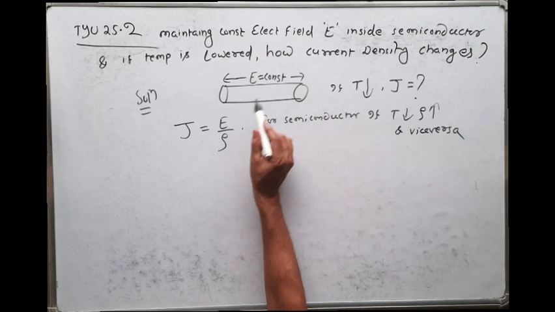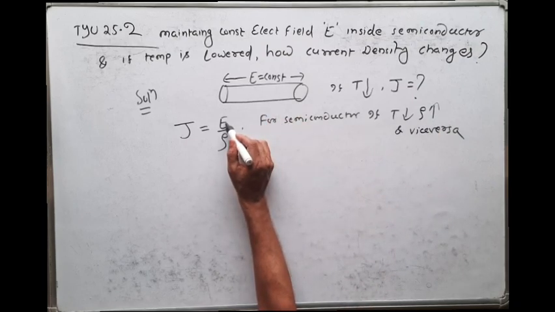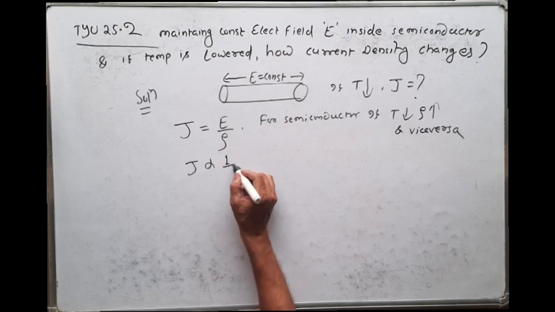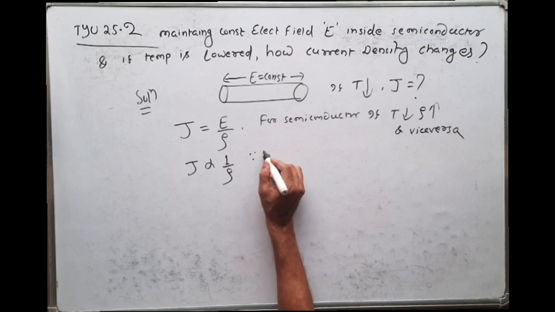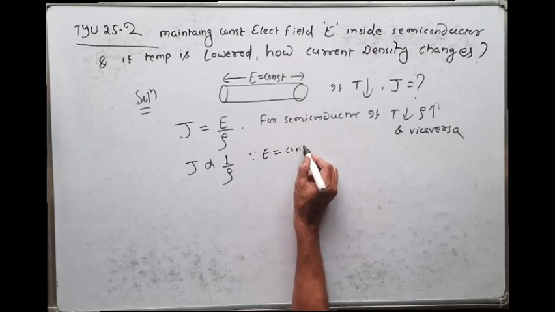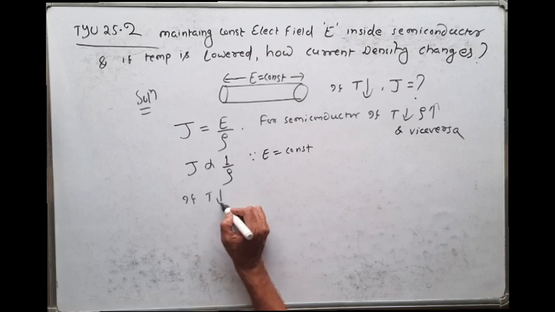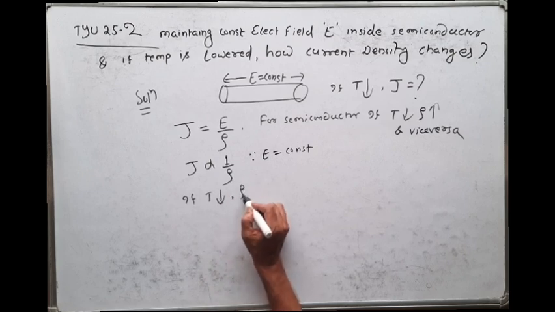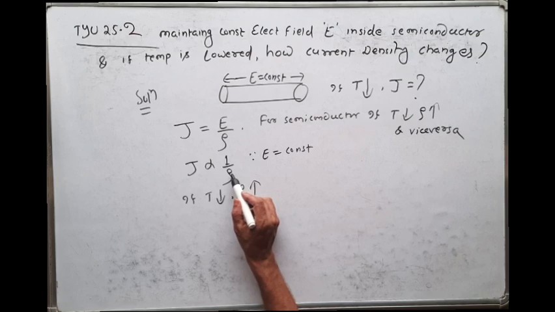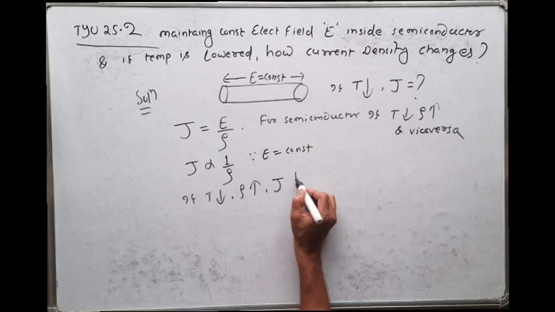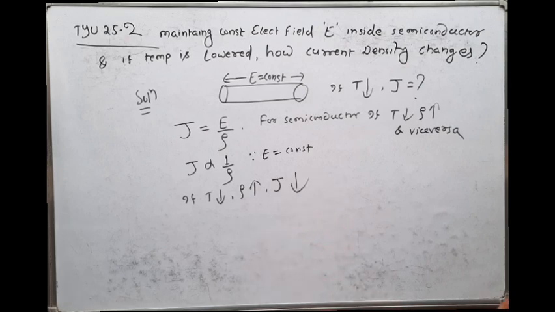So now see, here E is constant. If E is constant, we can write J is inversely proportional to rho, since E is constant. Now, if temperature is lowered, the resistivity will increase. If resistivity increases, that is, the denominator increases, then the current density will decrease. So this is the answer.